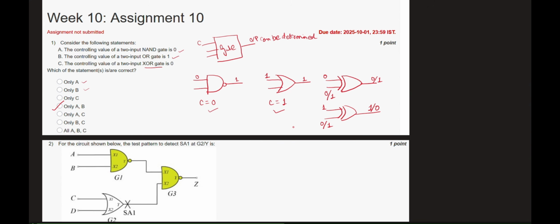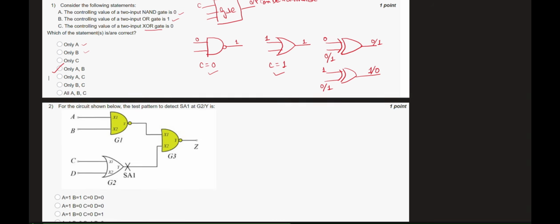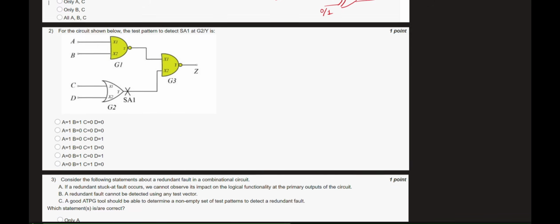Let's move on to the second question. Now we have to determine in this circuit, G2_Y, which is the Y pin of this G2 gate. This is the notation to represent the Y pin of any gate. Suppose I want to represent the Y pin of G3, then I would write this as G3_Y.